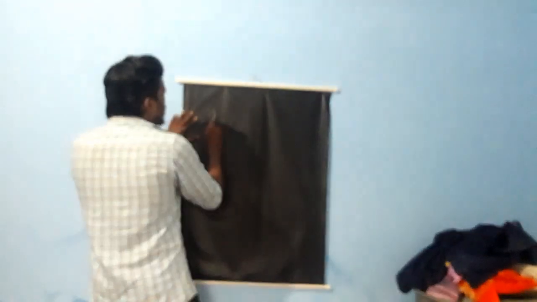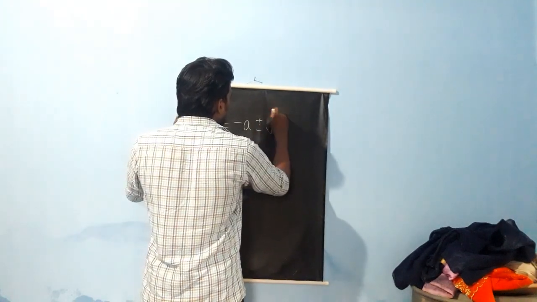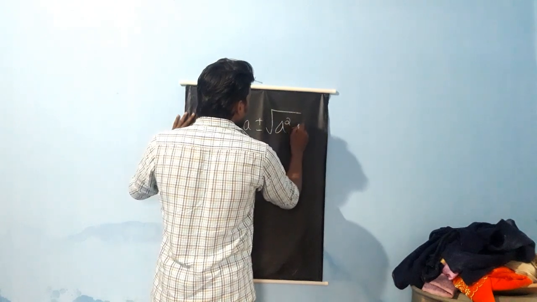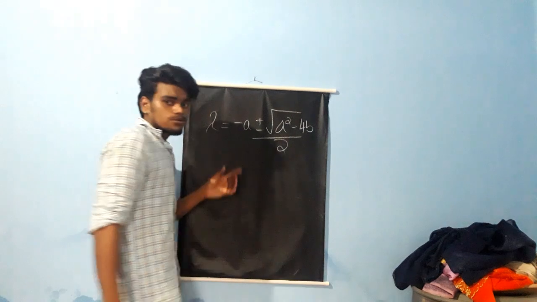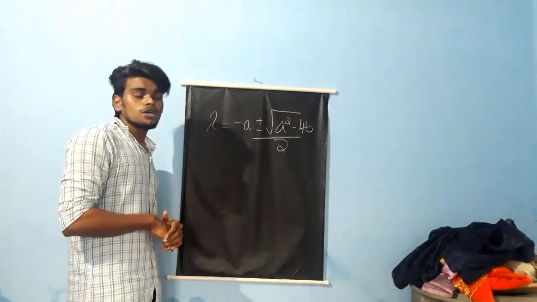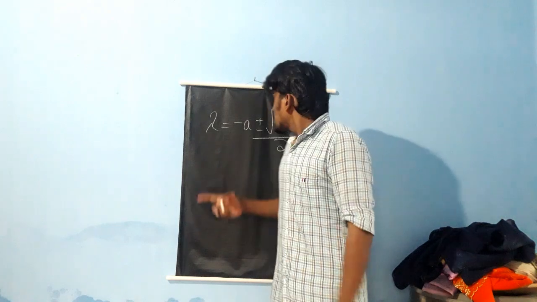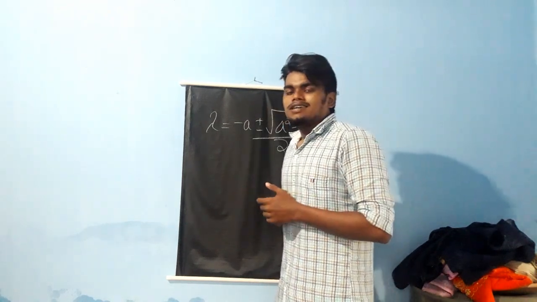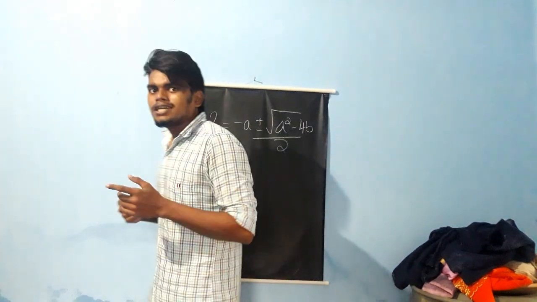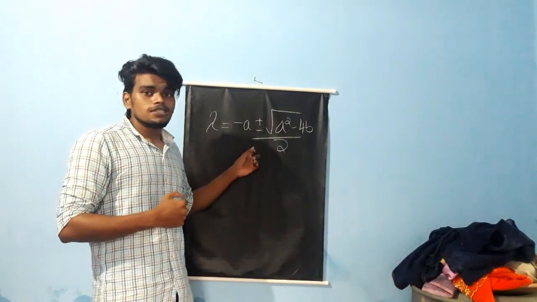We only have to learn one equation, that is lambda is equal to minus a plus or minus root of a square minus 4b by 2. This equation may sound familiar to you because there is also another equation, minus b plus or minus root of b square minus 4ac by 2a, which we learned like in 10th or something. So this equation is similar to that equation.